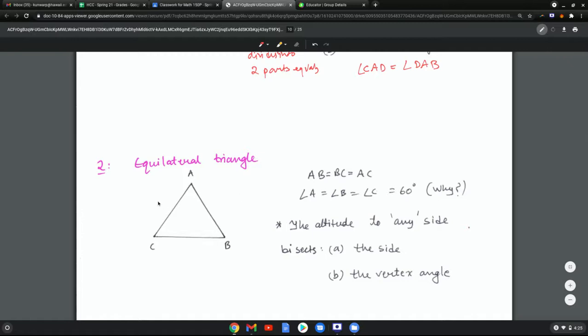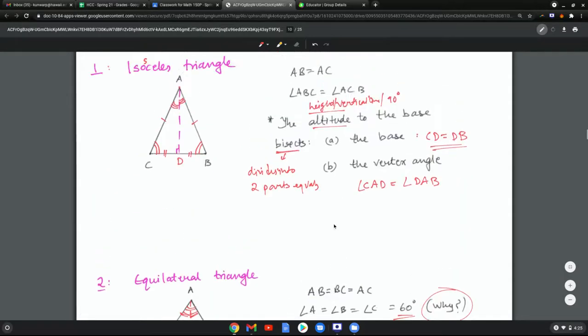Now, an equilateral triangle is when all three sides are equal and all three angles are equal, and they are equal to 60 degrees. Think about why this is true. And the result says, if I draw an altitude, then it bisects the side and the vertex angle. But not just that, this is any altitude.